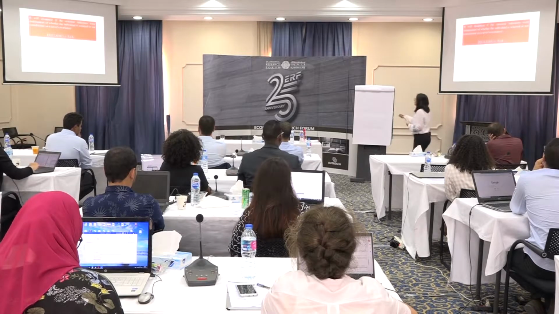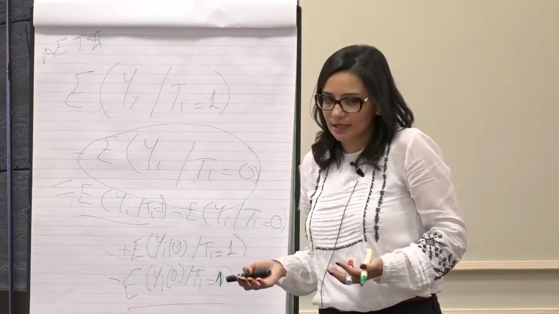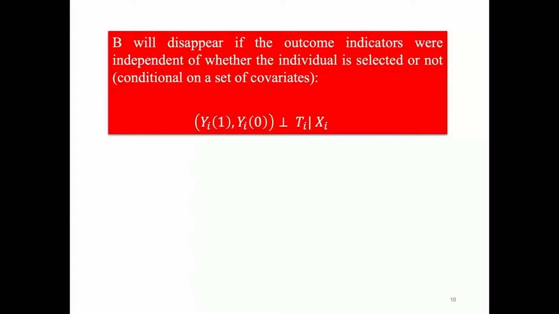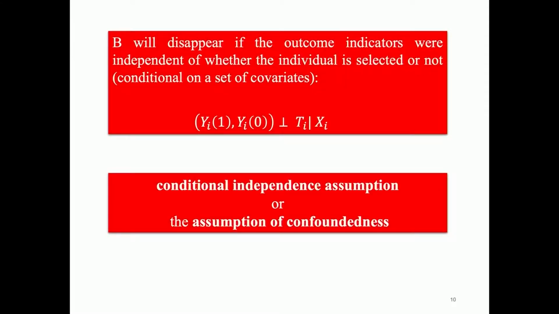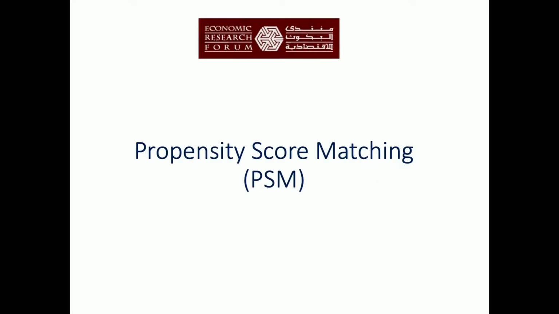Why? Again, because we cannot observe the outcome of this person because he is already treated. So this condition we call the conditional independence assumption: that the outcome of the person treated and the outcome of the person not treated is independent of the fact that he is placed in the program, conditional on the observations that we have. This conditional independence assumption is not easy to verify. So for this, we use the PSM.